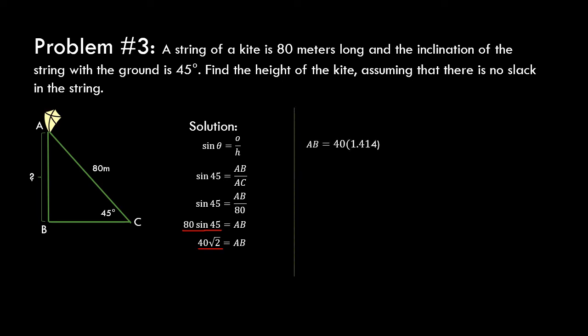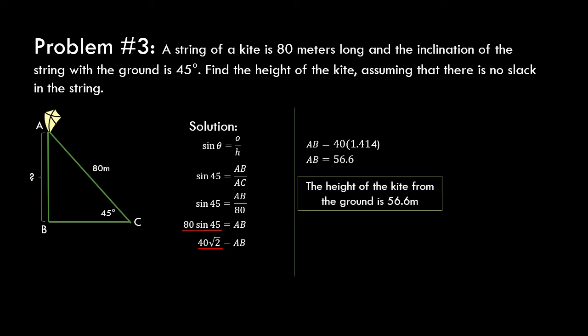And so you get the approximate value of square root of 2, which is 1.414. Multiply that by 40, and we are going to get 56.56. Round that up to the nearest tenths, and we're going to have the value of 56.6. So the height of the kite from the ground is 56.6 meters.